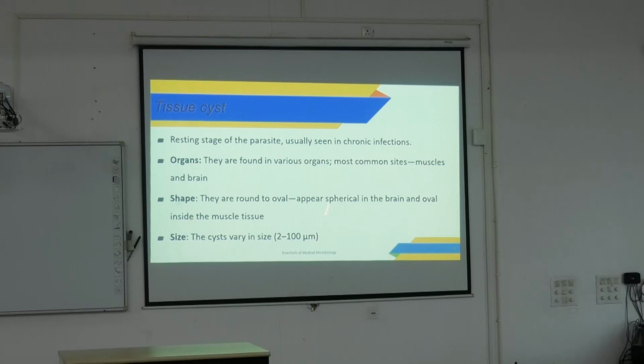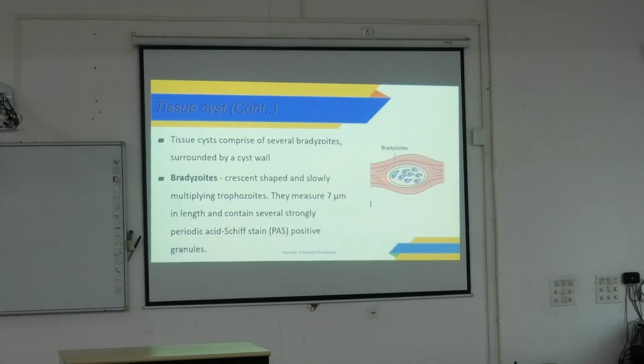Shapes are round and oval, appear spherical, in the brain and oval inside the muscle tissue. টিস্যু সিস্ট কোথায় পাওয়া যায়? মাসেলে আর একটা ব্রেনে। The cyst size varies from 2 to 100 micrometer. This is how tissue cysts look like. এটা হচ্ছে মাসেলস এর মধ্যে এরকম ভাবে সিস্ট অ্যাপিয়ার করে। Tissue cysts comprise of several bradyzoids surrounded by a cyst wall. Bradyzoids are crescent shaped and slowly multiplying trophozoids.